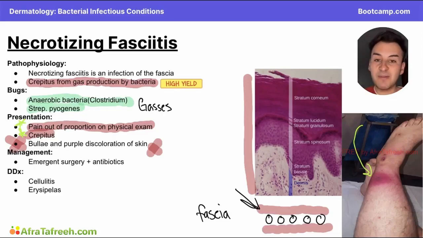Like 11, 12 out of 10 pain from the slightest touch. And that is what we mean by pain out of proportion on exam. In terms of management here, it's going to be emergent surgery and antibiotics.